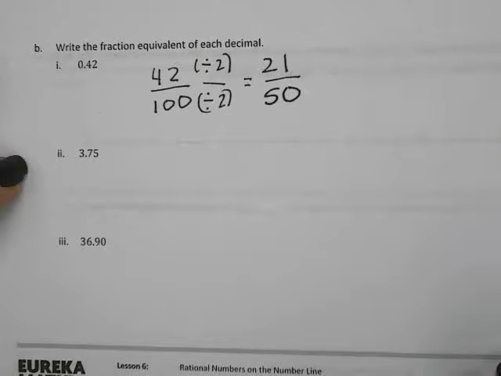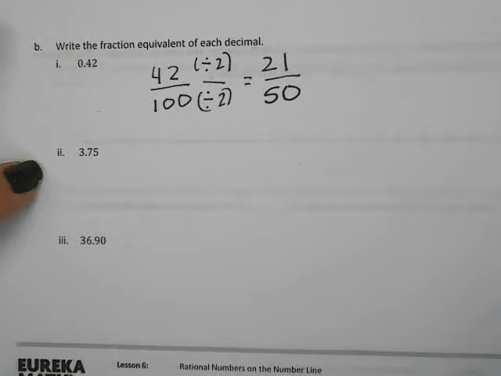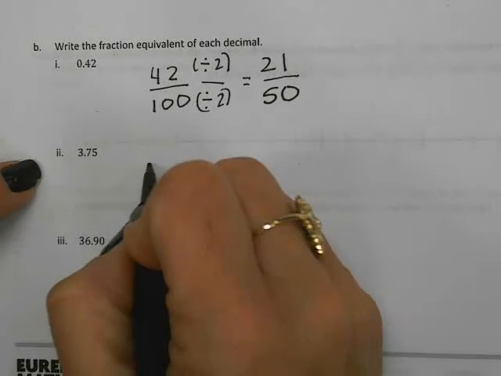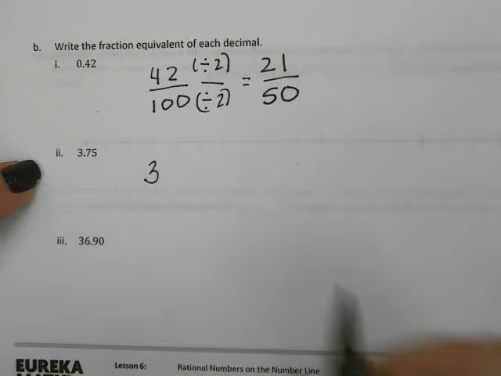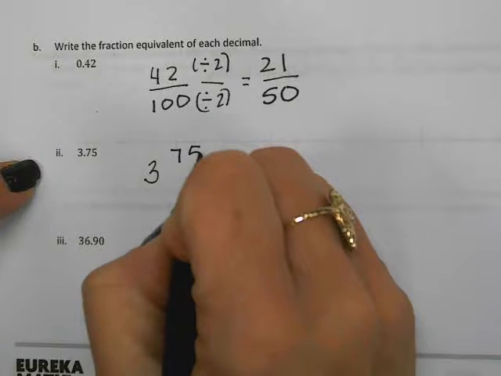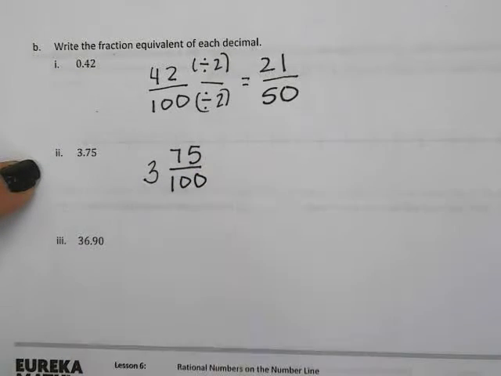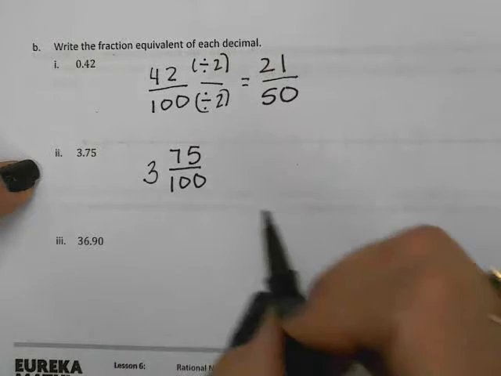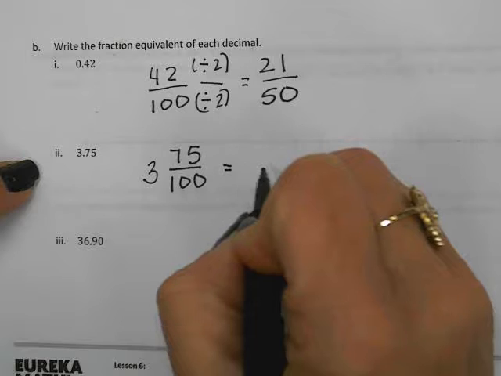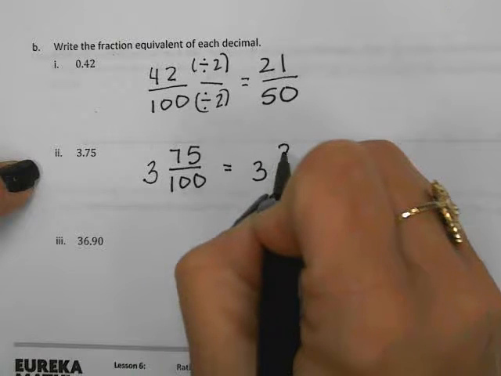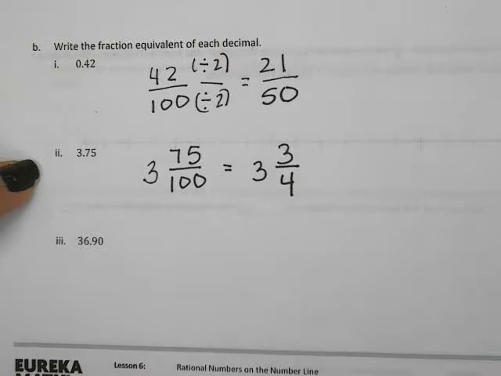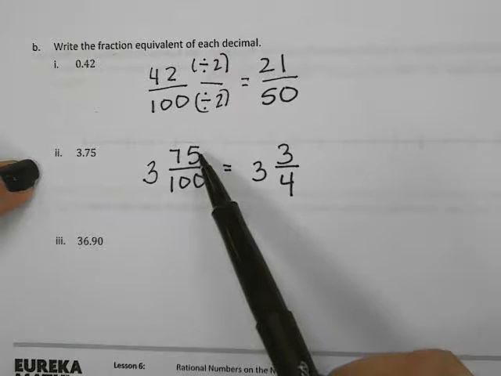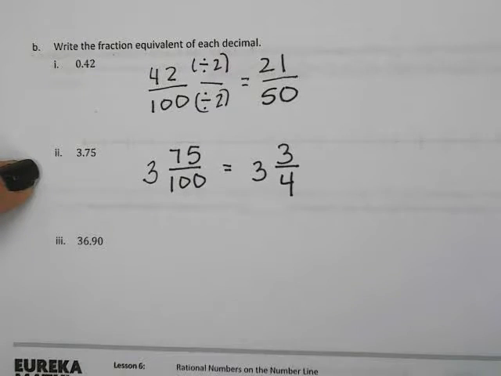My next decimal is 3 and 75 hundredths. So again, I can write that exactly the way it said. 3 is my whole number, and I know my fraction is 75 over 100 because it's 75 hundredths. I can also look at 75 hundredths and know right away that that's going to be equivalent to 3/4. So my simplified fraction is 3 and 3/4, because 25 divides into 75 3 times and into 100 4 times.